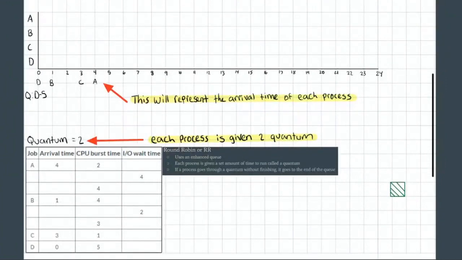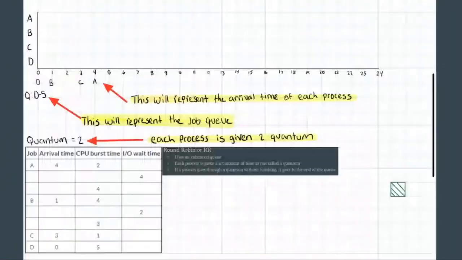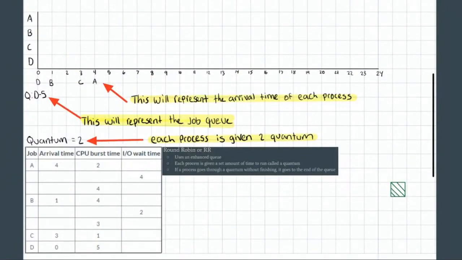And the chart we have at the top, when we write down the letters, so we have DBCA, that represents the arrival time of each process. And what we have written below it, that represents the job queue. So D5 means D has remaining CPU burst time of 5.